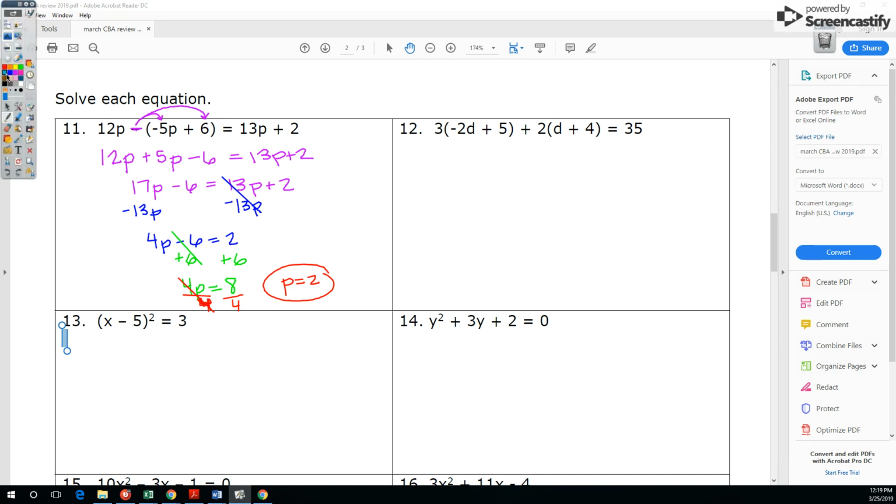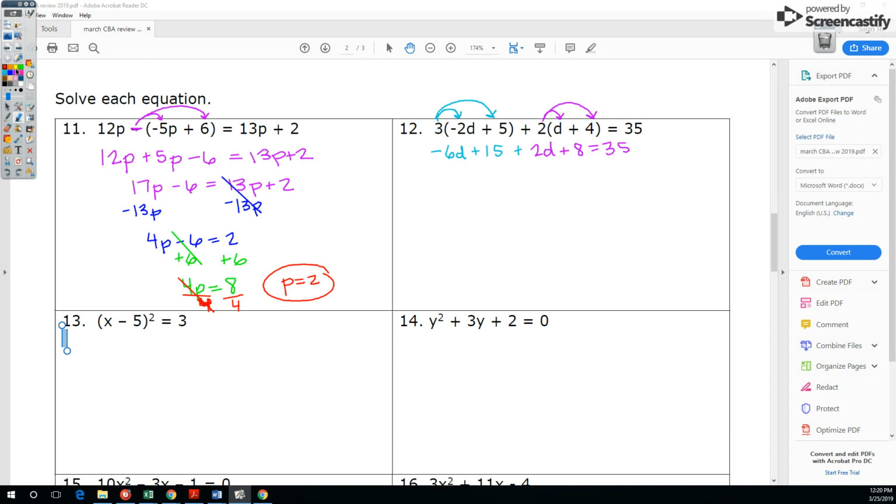Okay, next, I have just some distributive property over here. So I'm going to distribute my 3 to both terms. So 3 times negative 2d is negative 6d, and 3 times 5 is 15. I'm going to do the same thing on the other side. I have a 2 that needs distributed to both of these terms of d plus 4. So this becomes 2d plus 8 equals 35.